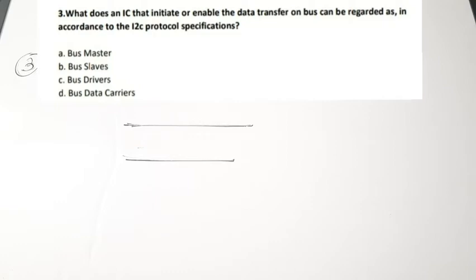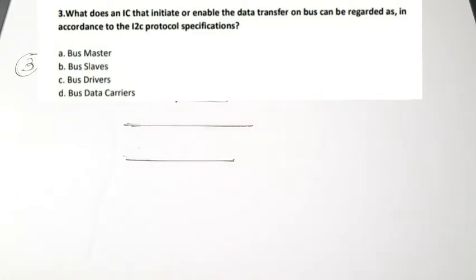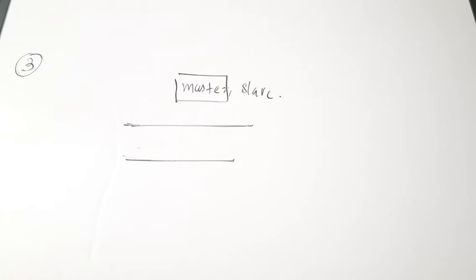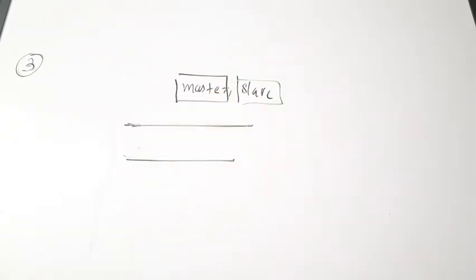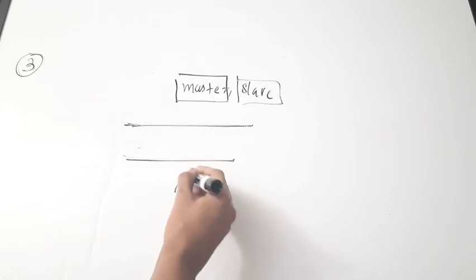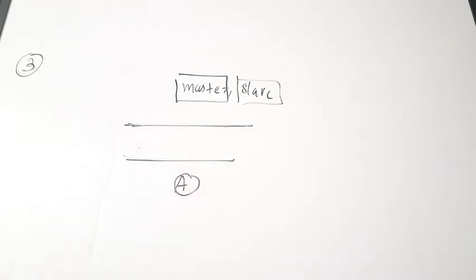Now, the question is asking which one of these, that is master or slave, initiates or enables the data transfer. So in I2C, the data transfer is enabled by the master. Master will be initiating or enabling the data transfer. Slave will be receiving the data. Okay. So the correct answer is A, bus master. Okay. Next question.